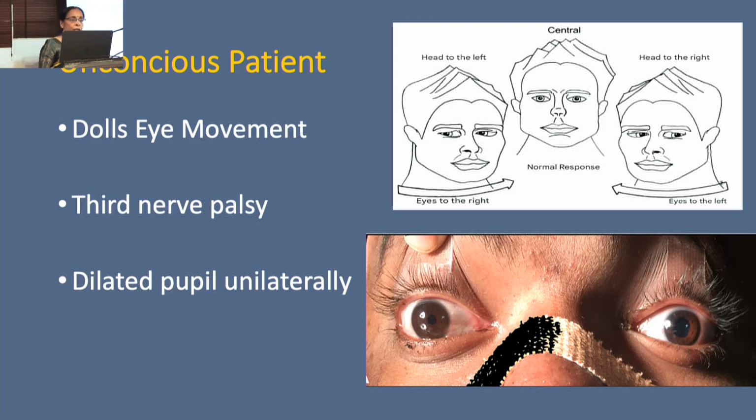There are patients who are totally unconscious. You move the head in any direction, and the eye looks absolutely straight. So that is brainstem injury. If the eyeball is not moving, you have to suspect a brainstem injury.